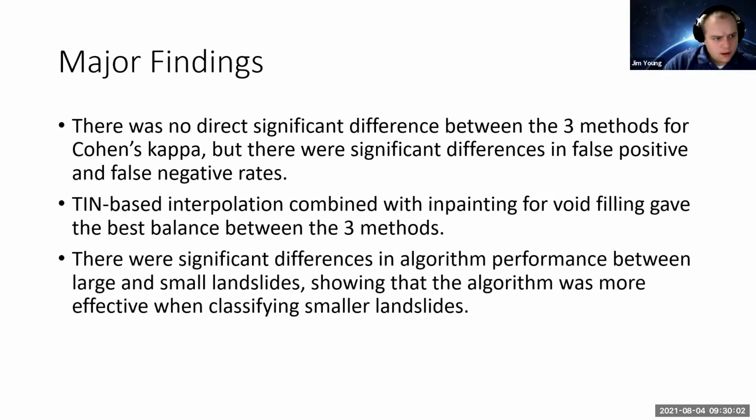So, in conclusion and summarization, some major findings: there was no direct significant difference between the three methods based on Cohen's kappa. But there were significant differences in false positive and false negative rates. The 10-based interpolation method combined with inpainting for void filling gave the best balance between the three methods, being a middle of the road, conservative but not too conservative DEM generation method. And then there were significant differences in the algorithm performance between large and small landslides, showing that the algorithm was more effective when classifying smaller landslides.